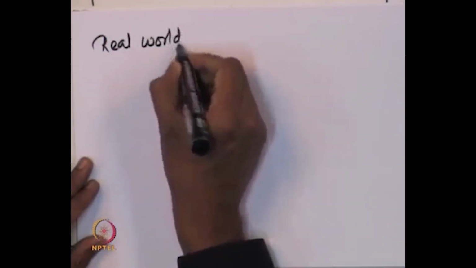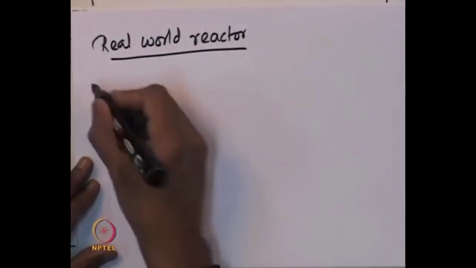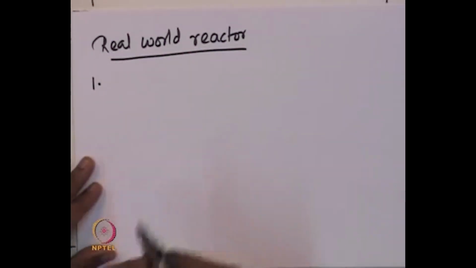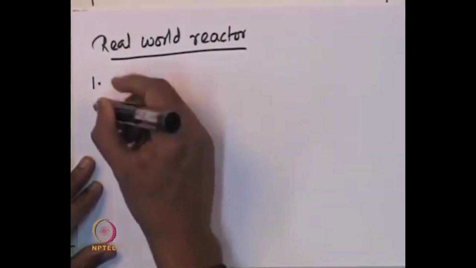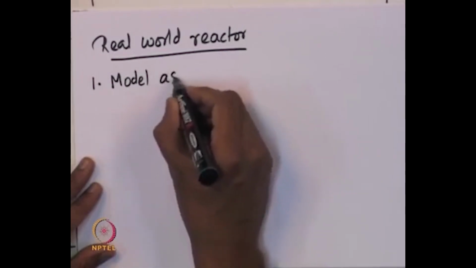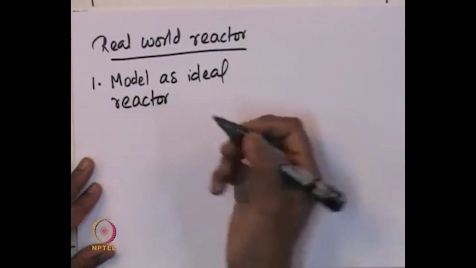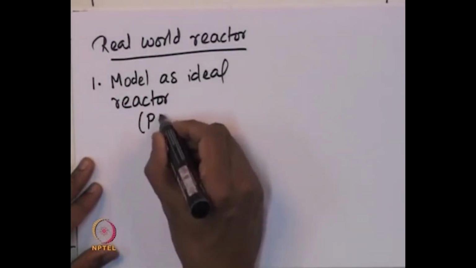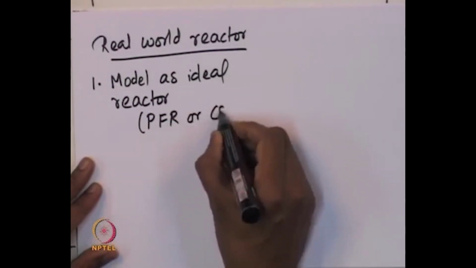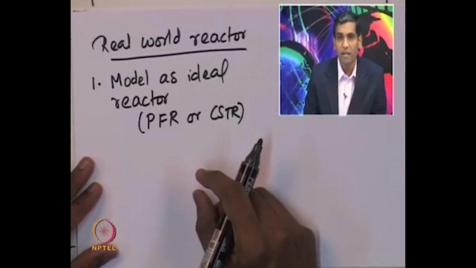So, the first step towards handling a real world reactor, that is the actual reactor which may be present in an industry, is basically to model it as an ideal reactor. So, the first step is to assume that the reactor is an ideal reactor. What it means is that it needs to be modeled either as a PFR or a CSTR. So, one can actually model it as a plug flow reactor or a CSTR.